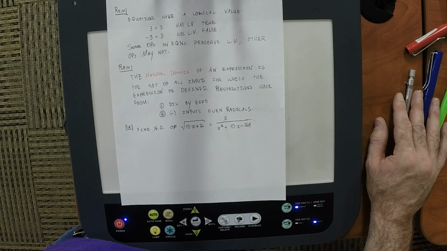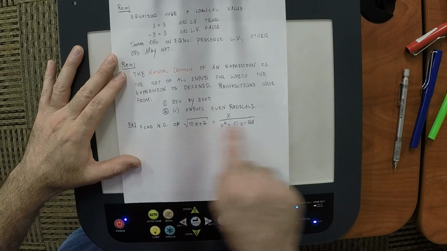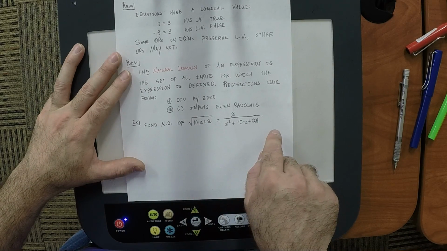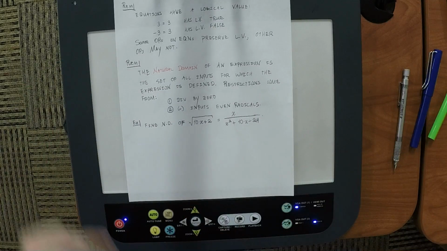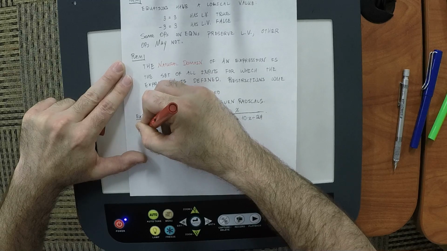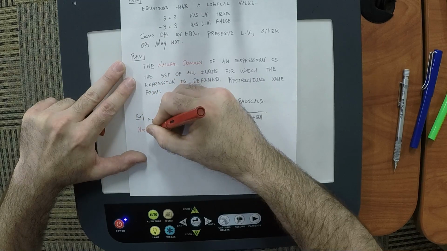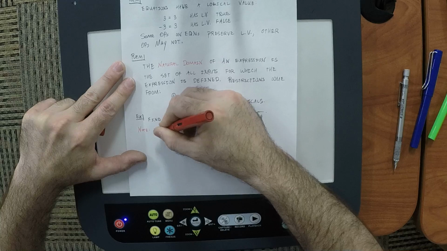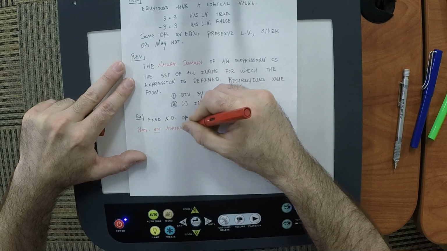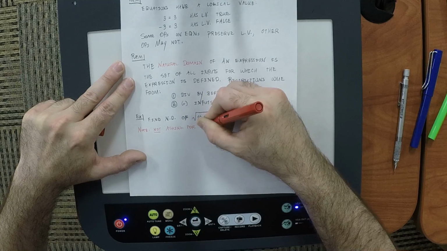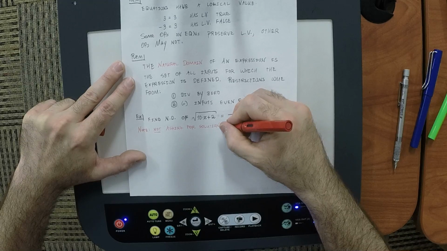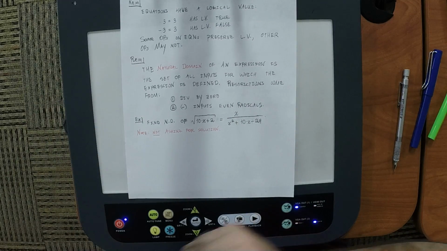Solve. That's the solution, right? And I'd like for you to look and notice I'm not asking you to solve this equation. So, note: we're not asking for the solution. We're asking for the natural domain.